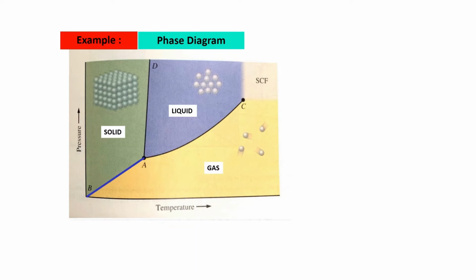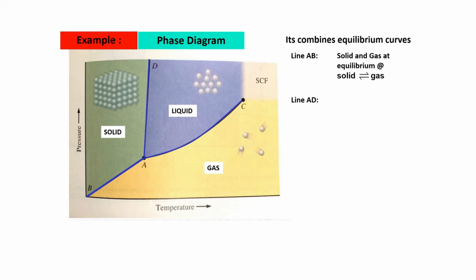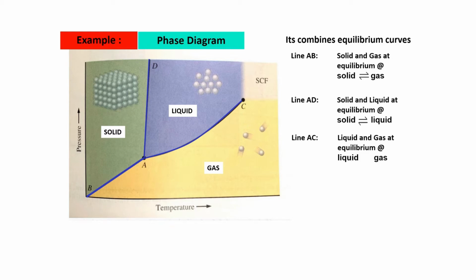Then you can see line AB, line AD and line AC. Line AB represents the solid and gas at equilibrium. Line AD shows solid and liquid in equilibrium. Line AC is for the liquid and gas at equilibrium. From this phase diagram, you can also see point A and also point C. A we call the triple point, C is the critical point.